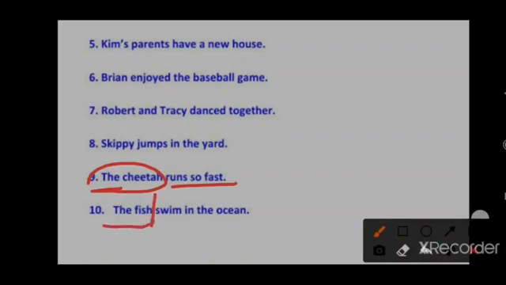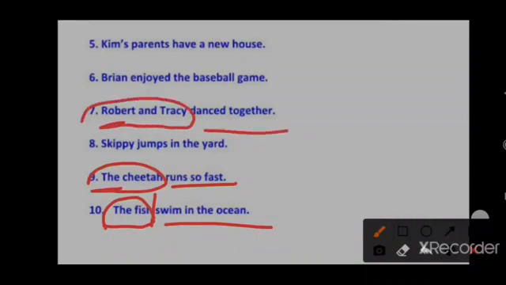Like that, the next sentence has two parts. The fish is the subject, swim in the ocean is the predicate. Robert and Trace danced together. Here beginning of the sentence means not just Robert. Here whom are we talking about? Robert and Trace. So both are the subject, danced together is the predicate. Students, this is how you have to divide subject and predicate.